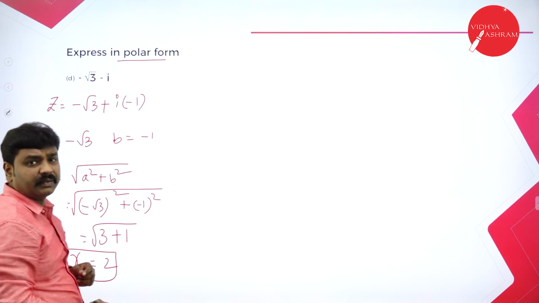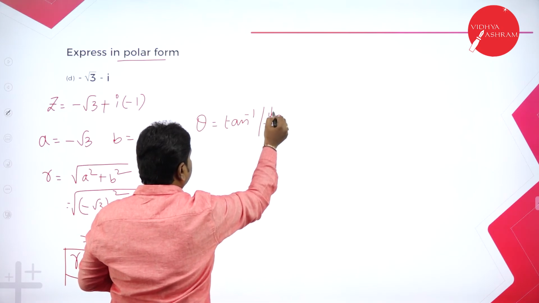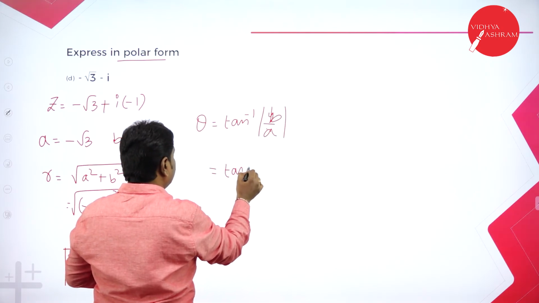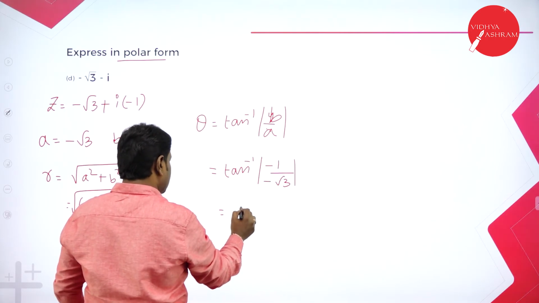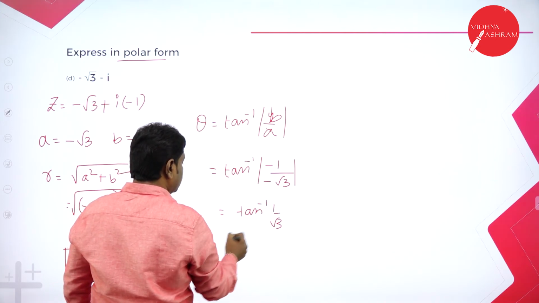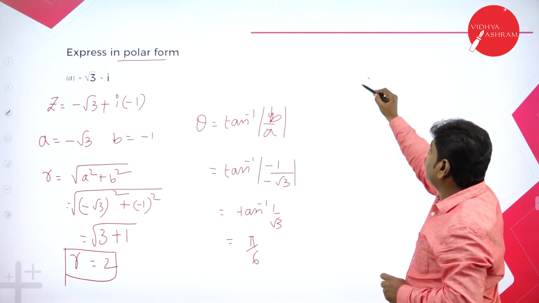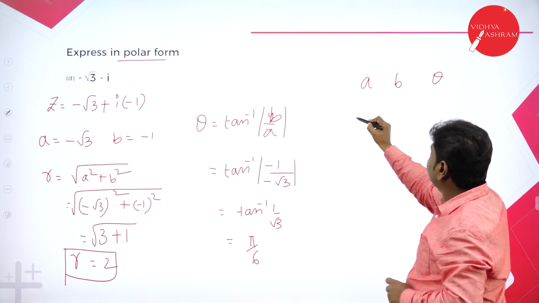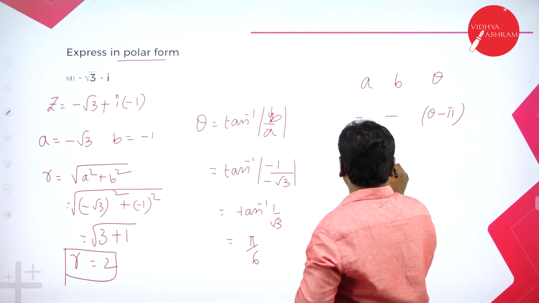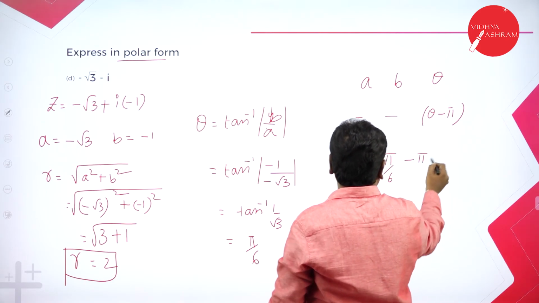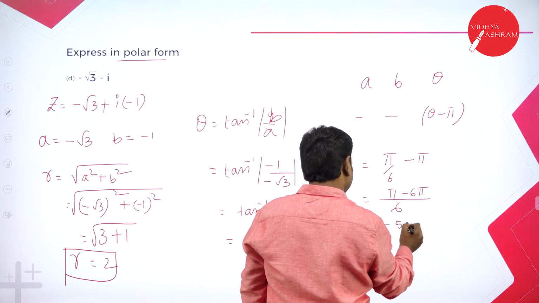Then you go to the argument. How to find the argument? Theta is equal to tan inverse of modulus of b by a, that is tan inverse of modulus of minus 1 by minus root 3. Minus minus becomes plus, so tan inverse of positive 1 by root 3, that is pi by 6 again. But you should refer to the table to write the argument. Here your a value and b value decide the theta value. Both are negative means you should take theta minus pi. So argument theta is pi by 6 minus pi. LCM is 6, so pi minus 6 pi, that is minus 5 pi by 6.